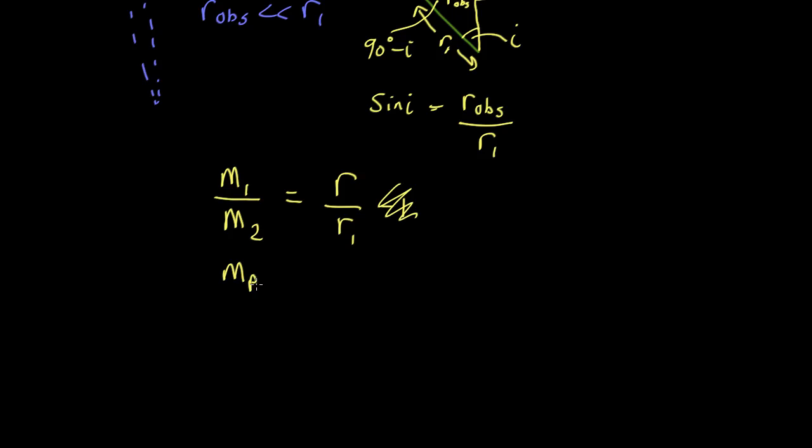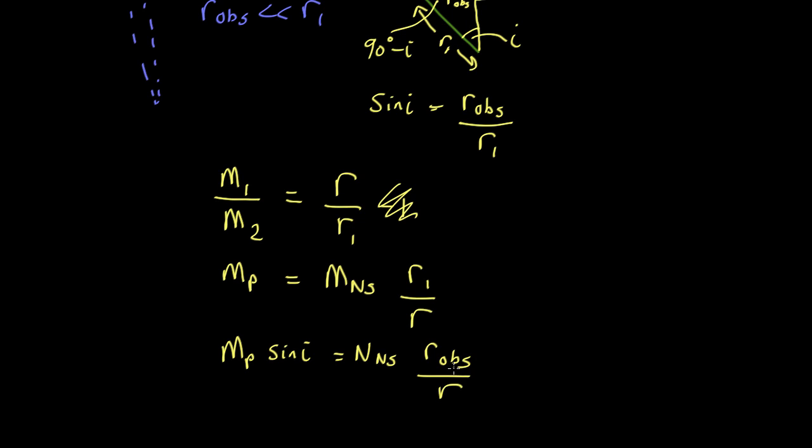So in this case we end up with M2, which is the mass of the planet, so I'll call it mass of the planet, is equal to the mass of the neutron star times R1 over R. But unfortunately, we don't know R1, all we know is R observed. So R1 equals R observed over sine I. So what we actually measure is M_P sine I equals M neutron star times R observed over R.